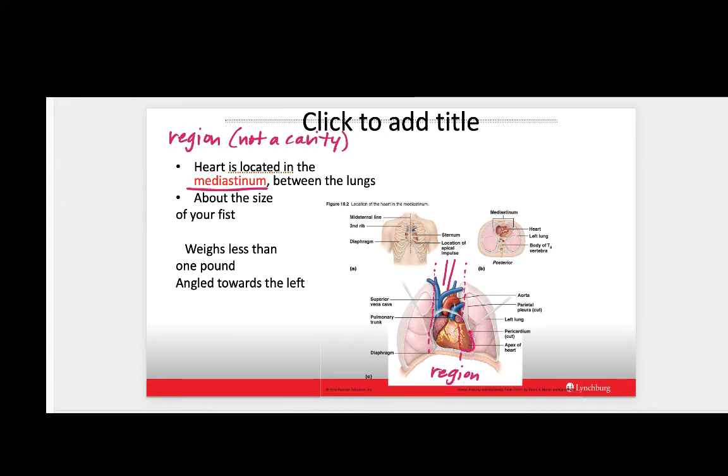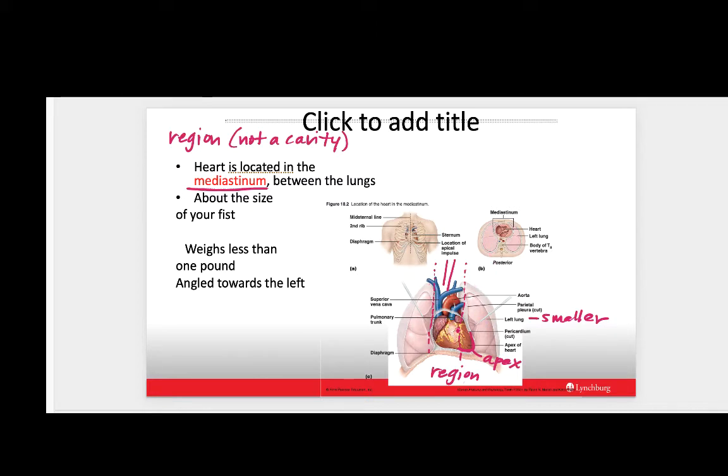So it's got this larger part, we call this the apex of the heart. So this pointy part angles down towards the left. It takes up a little more space on the left. And for that reason, the left ventricle protrudes a little bit further to the left of midline, and it takes up some space for the left lung. So as a result, the left lung is smaller than the right lung, and actually has one less lobe. So we'll talk about that when we do the respiratory system too.